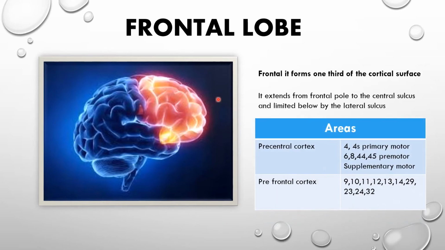So what are the areas concerned with the frontal lobe? They are the precentral cortex and the prefrontal cortex. This is the precentral cortex because it lies in front of the central sulcus. This was the prefrontal cortex. The precentral cortex has areas like 4 and 4s, which are the primary motor area; 6, 8, 44, 45 are the premotor area; and some supplementary motor areas here. In the prefrontal cortex, we have areas like 9, 10, 11, 12, 13, 14, 29, 23, 24 and 32.